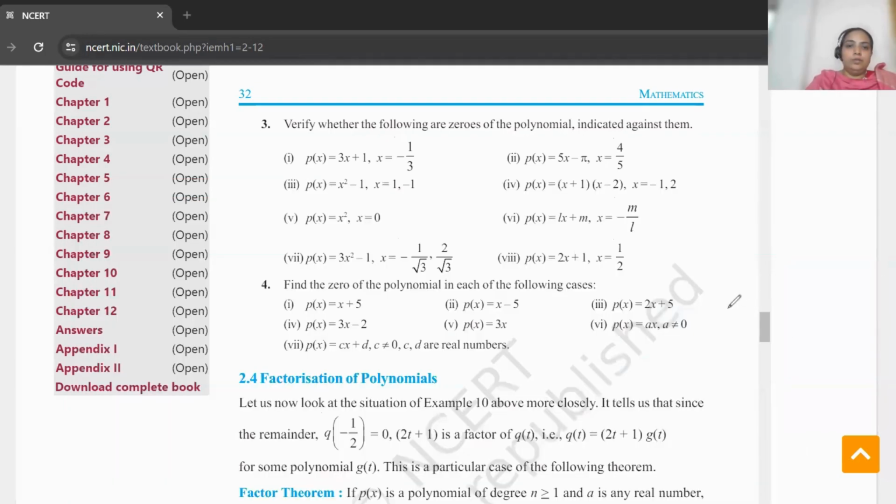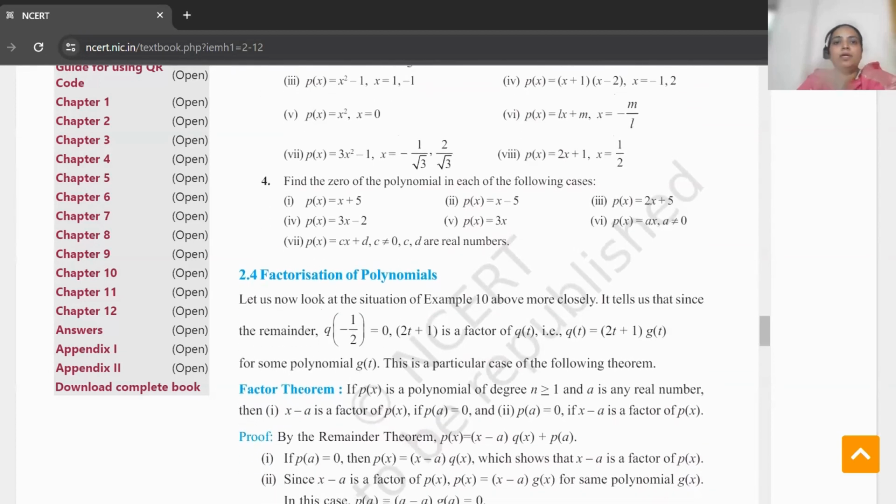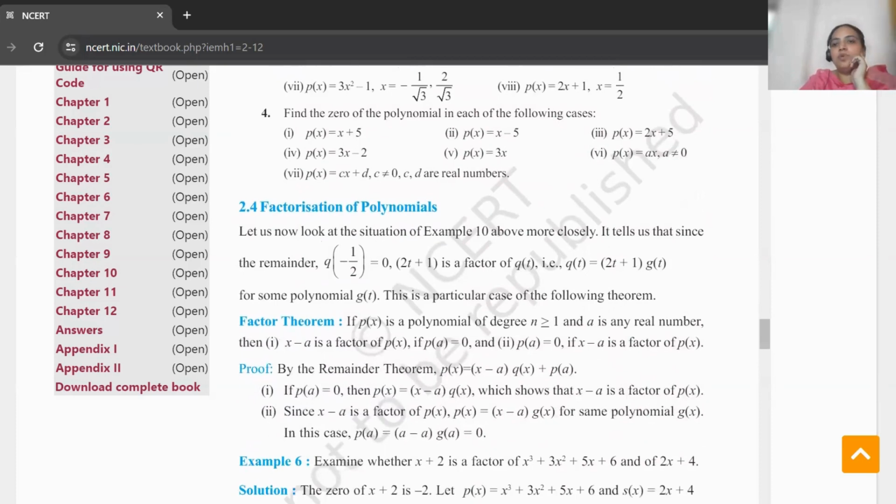Now, I'm solving the seventh part for you now. There's some noise coming. Is it coming from your background, beta, or is it from my side? Ma'am, only the fan is running. Right. Okay. So now I am solving the seventh part for you here.